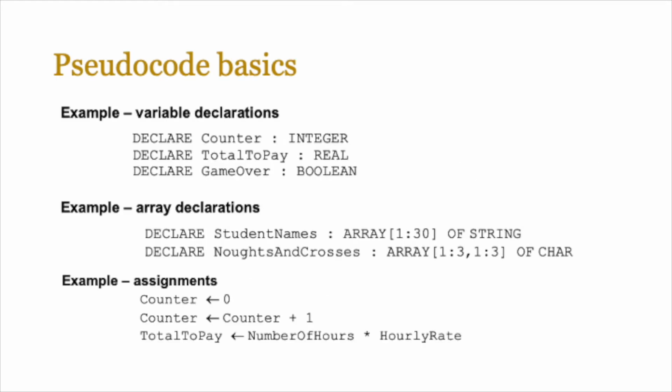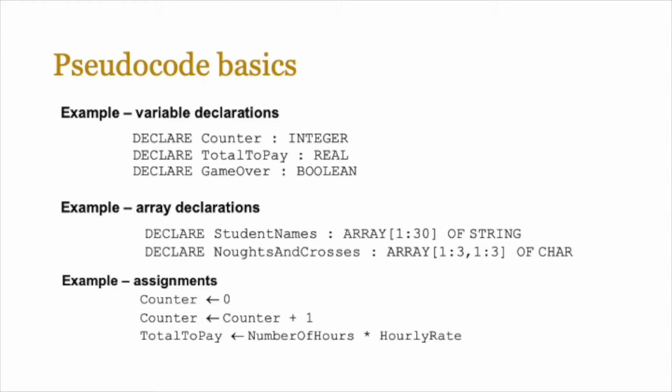Okay, so here are some basic ways for you to declare variables or arrays or use them to assign values to any identifier. DECLARE is used first in capitals, and then you will have whatever the name of the identifier is, in this case counter, followed by a colon, followed by the type, in this case integer. The next one is again pretty straightforward. Declare total to pay as a real data type. Declare game over as a Boolean data type.